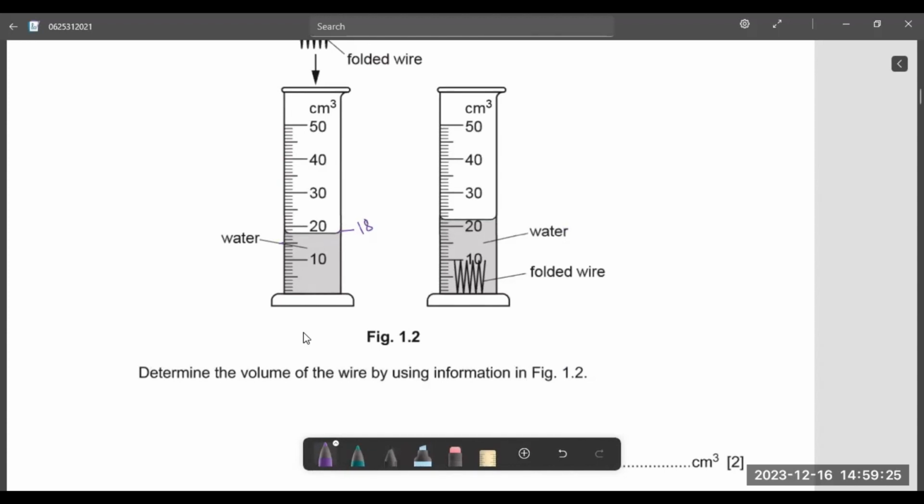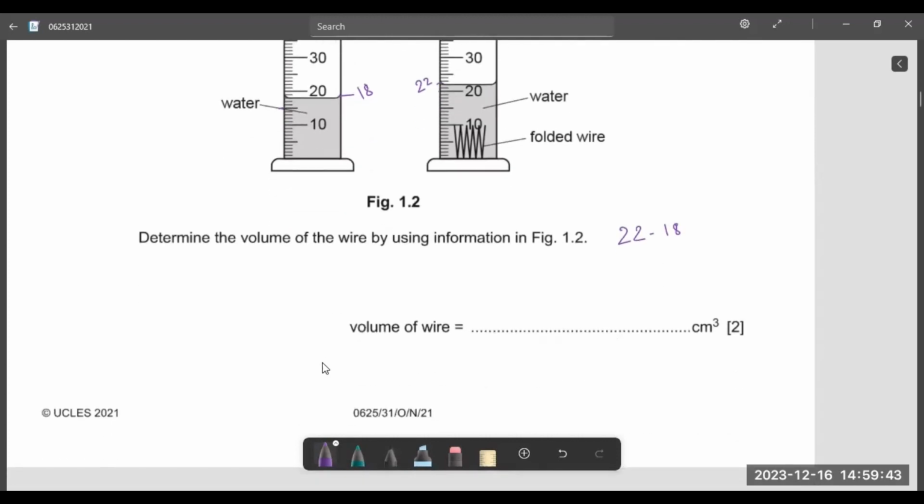After putting the wire, what is the reading here? Here it was 20, 21 and this will be 22. So if you are subtracting, that is 22 minus 18 will give the answer. Will give the volume of wire, that is 4 centimeter cube.